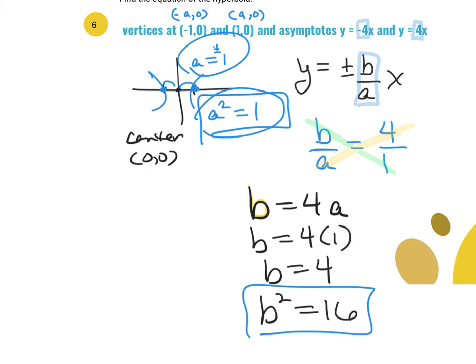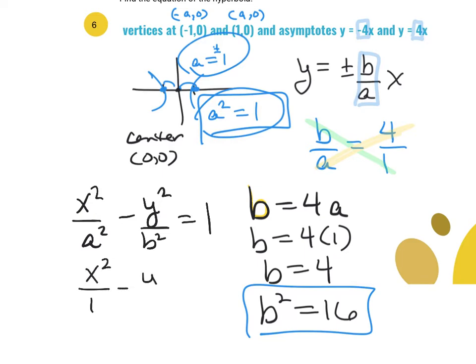So that's what I'm filling in, b squared and a squared. Remember, it was touching the x-axis, so it was the same formula as before. Remember, a squared is always the denominator of the first fraction, and the top of that first fraction is the axis it's touching. So let me fill in x squared over 1, y squared over 16, and it equals 1.